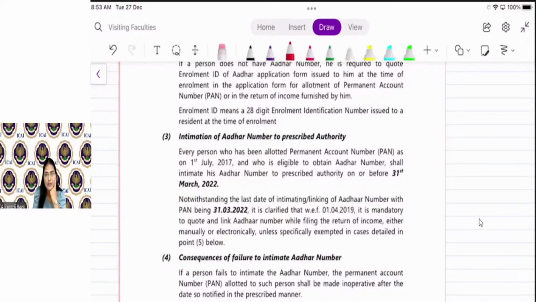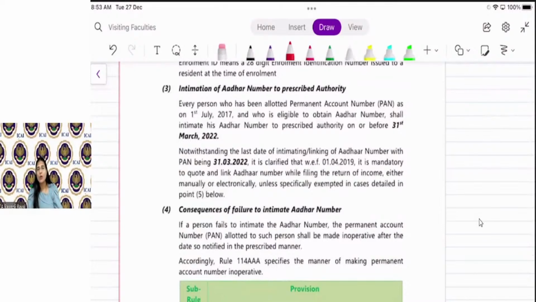Intimation of Aadhaar number to prescribed authority. You have to provide your Aadhaar number and link your Aadhaar number with your PAN on the income tax portal before 31st March 2022. There are certain categories who are exempt from linking of Aadhaar with PAN, but other than that, it is compulsory for all individuals to obtain an Aadhaar and link your Aadhaar with your PAN before 31st March 22.